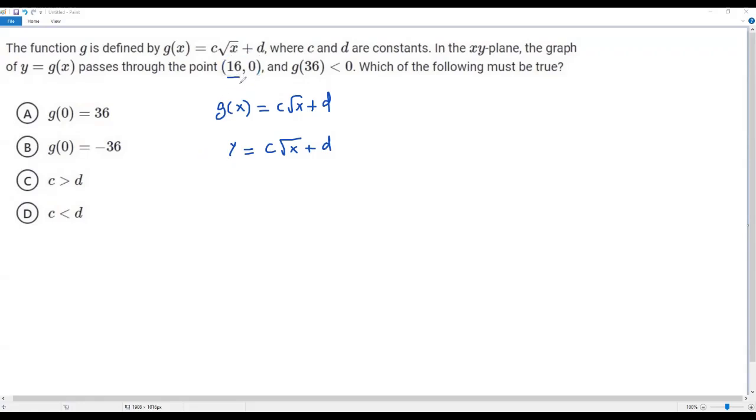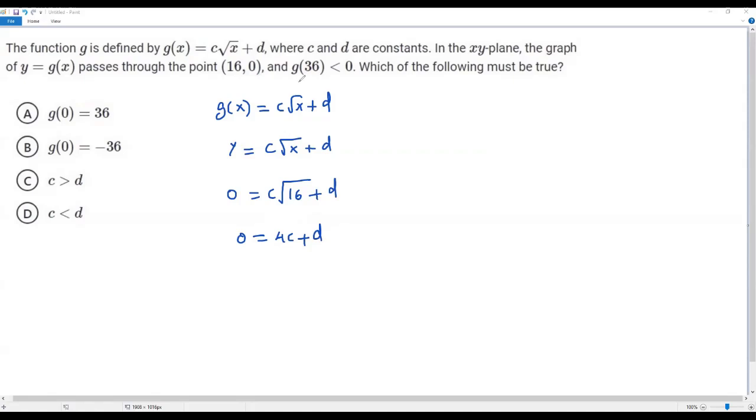That is, we have to plug in the x coordinate 16 for x and the y coordinate 0 for y. So we plug in 0 for y, and c times the square root of 16 for the x coordinate, plus d. Then I'm getting 0 equals, so the square root of 16 is 4, times c is 4c, plus d. Okay, so I'm getting an equation in terms of c and d when I plug the point (16, 0) into the given function.